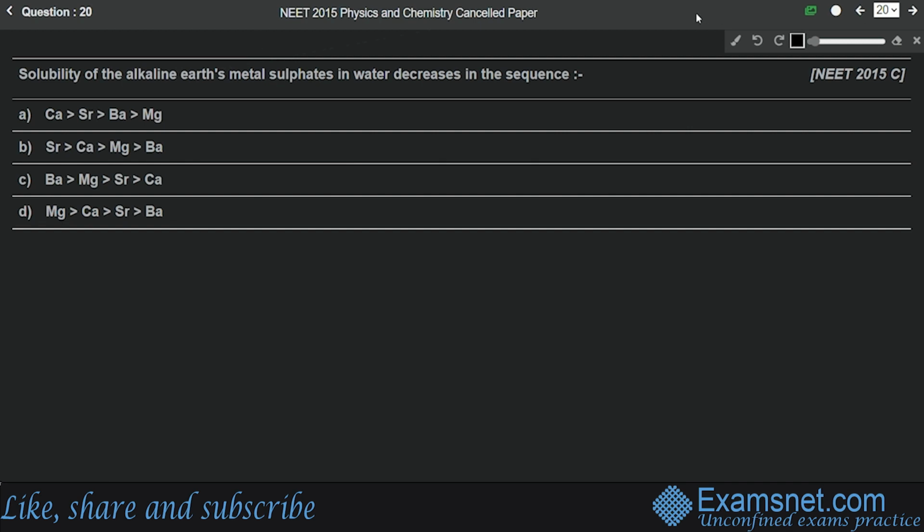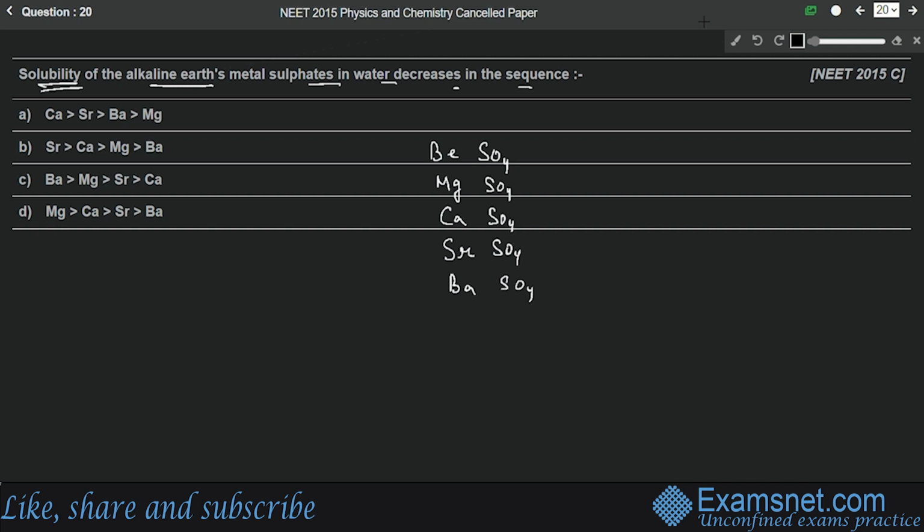Question number 20 is from the chapter S block elements, and the question is: solubility of the alkaline earth metal sulfates in water decreases in the sequence. So what are the alkaline earth metals? Beryllium, then magnesium, then calcium, strontium, and then barium. Here we have metal sulfates. So beryllium sulfate, magnesium sulfate, calcium sulfate, strontium sulfate, and barium sulfate.